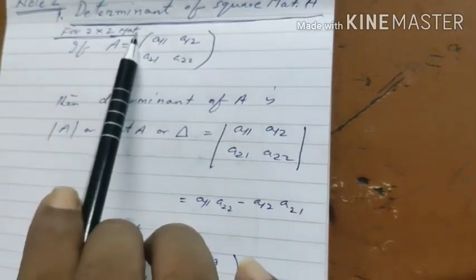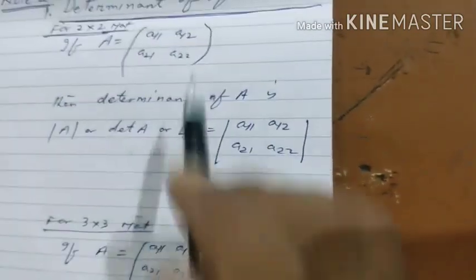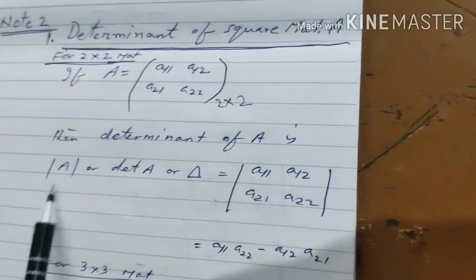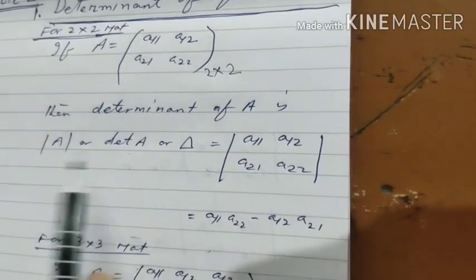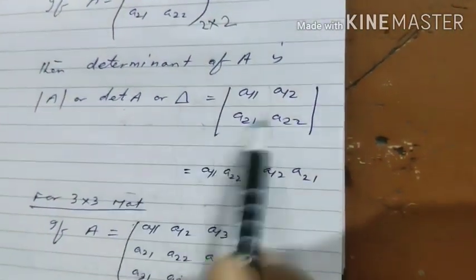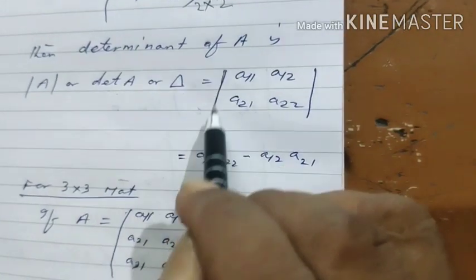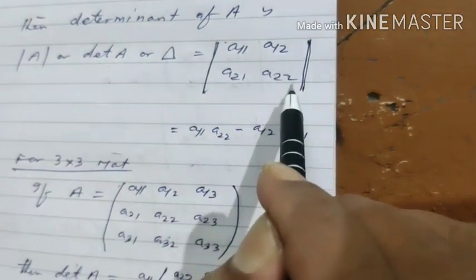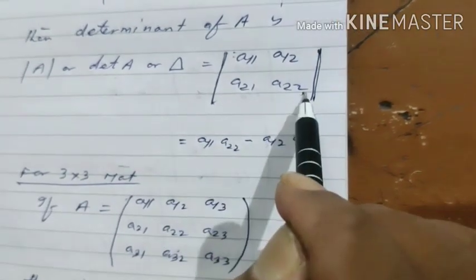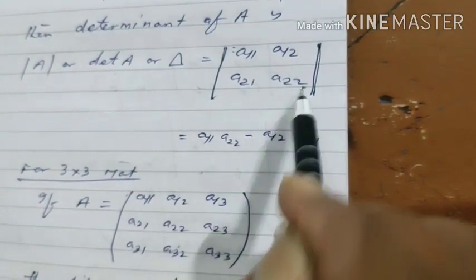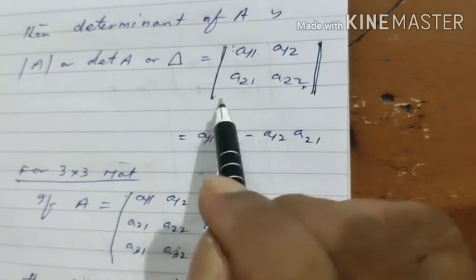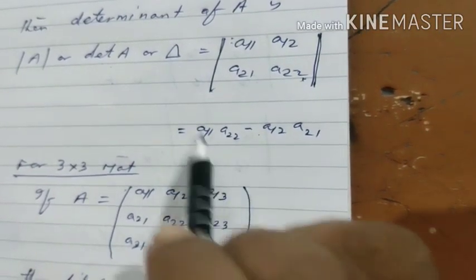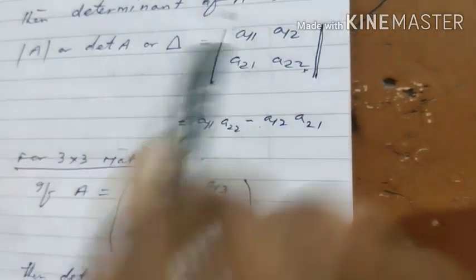For a 2 by 2 matrix, if A is equal to that 2 by 2 matrix, then the determinant of A, which can be written with the mod symbol, mod A or delta, is given as follows. Multiply first the diagonal elements, A11, A22, minus the non-diagonal entries multiplied, A12, A21. That is the formula of the determinant of A.